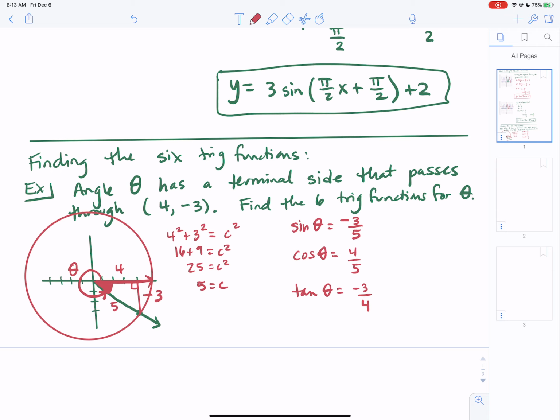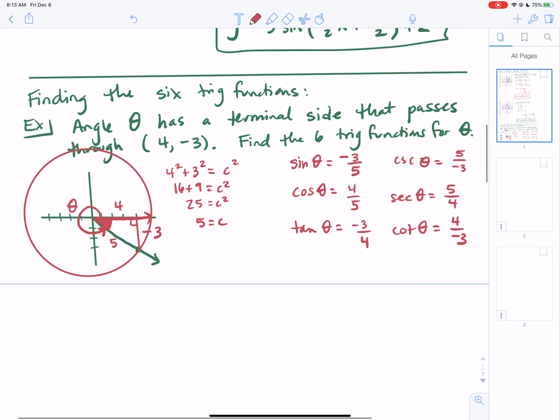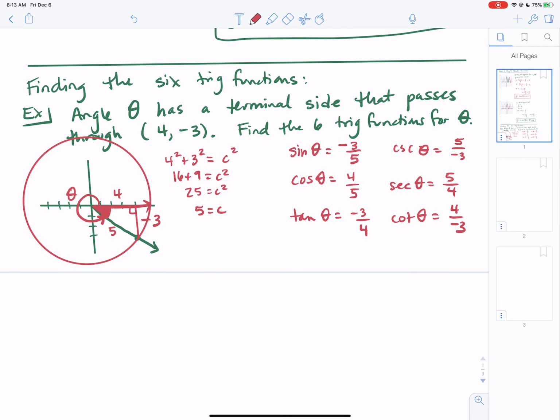And then we need all 6, so we're going to do cosecant. So we're going to do the reciprocal, so that's 5 over negative 3. Secant is going to be 5 over 4. And cotangent is going to be 4 over negative 3. Okay? All right, let us try another one.